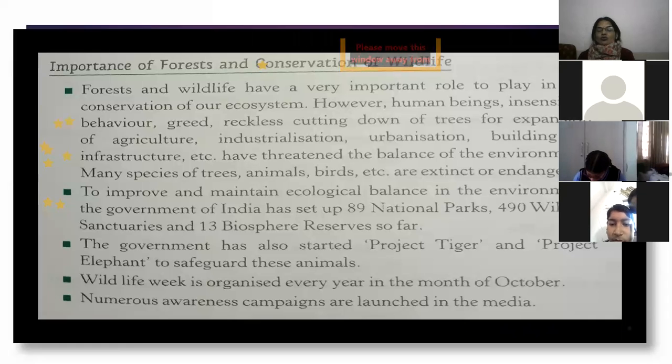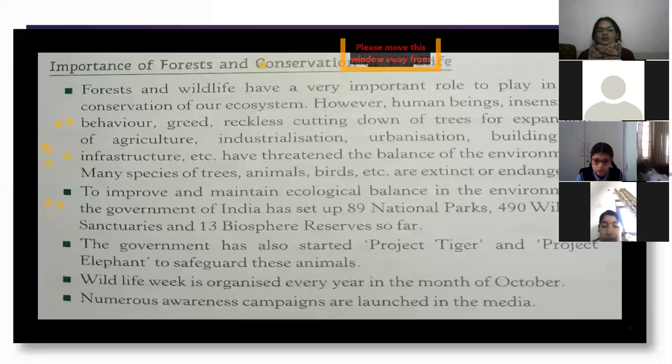Yes, you all know many people do hunting. Can you name a celebrity who has gone for this hunting and the case is also going on against him? Okay, keep it in mind, I'll ask you later on. So the government has started these projects called Project Tiger and Project Elephant to save these animals. As you know, tiger is our national animal.